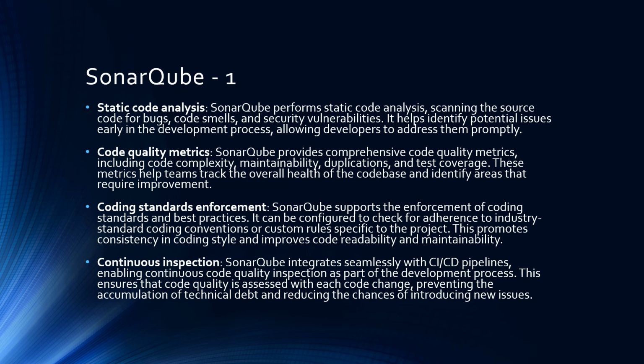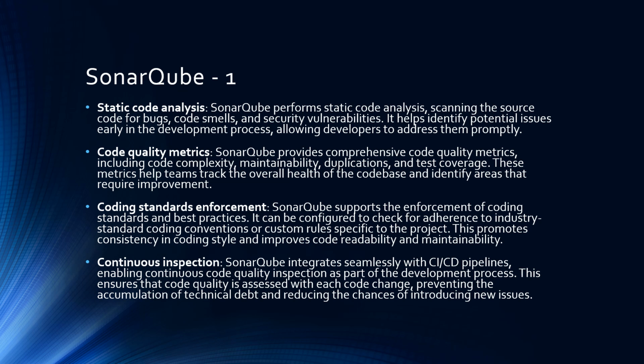The static code analysis capability of SonarQube is comprehensive. It doesn't just look for obvious bugs, it analyzes code patterns, complexity, and potential security vulnerabilities. When it comes to code quality metrics, SonarQube provides detailed insights into your codebase's health. It measures everything from cyclomatic complexity to code duplication, giving you a clear picture of areas that need improvement. These metrics are invaluable for making data-driven decisions about code quality.